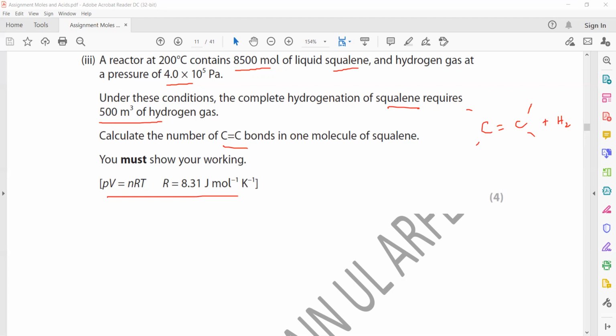So we have the formula, even the formula is given, that PV is equal to nRT. So we need the number of moles of hydrogen, so n is equal to PV divided by RT. What about the pressure?